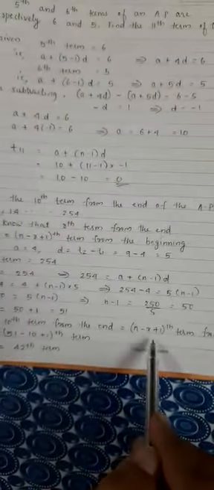254 minus 4 is equal to 5 into n minus 1. 250 is equal to 5 into n minus 1. Therefore, n minus 1 is equal to 250 divided by 5, that is equal to 50. Therefore, n is equal to 50 plus 1, that is equal to 51. Now, 10th term from the end is equal to n minus r plus 1th term from the beginning. That is equal to 51 minus 10 plus 1th term. That is equal to the 42nd term.